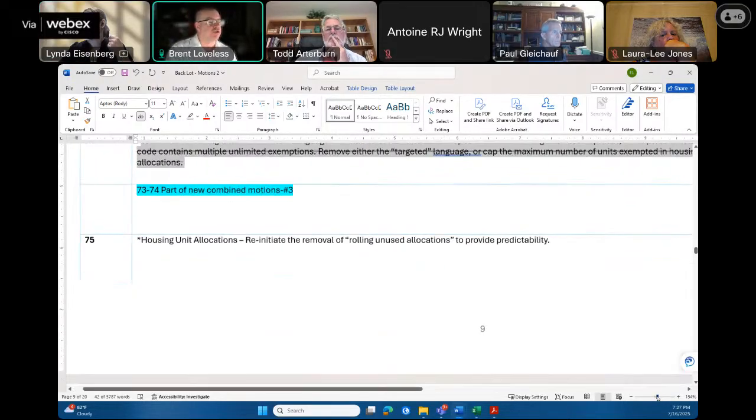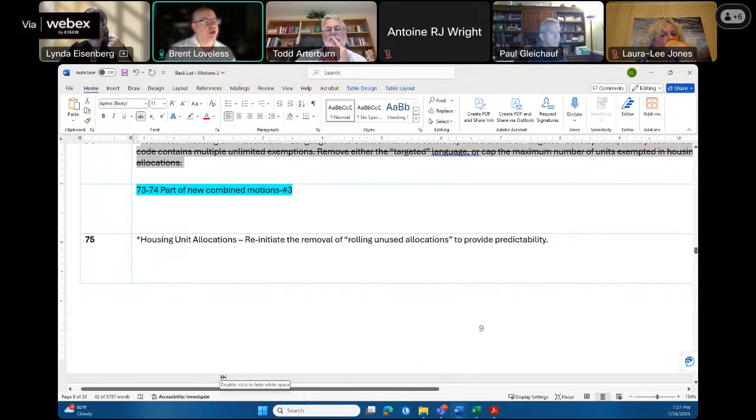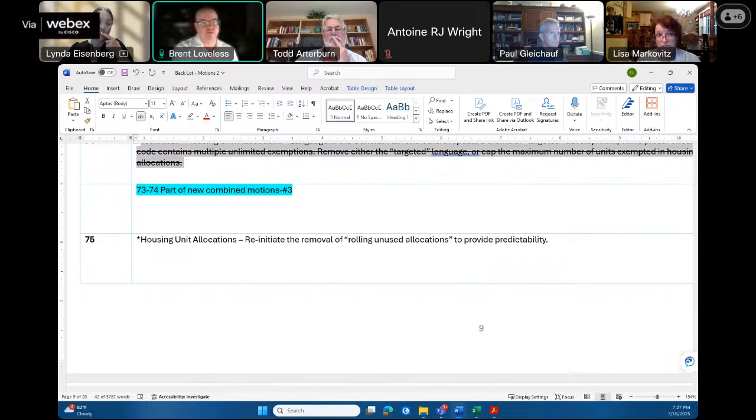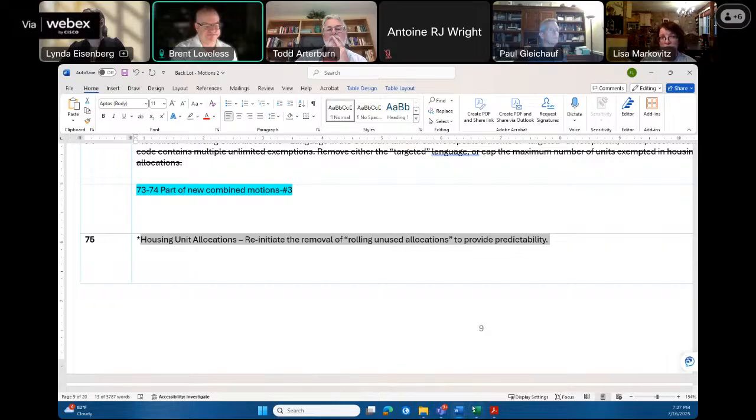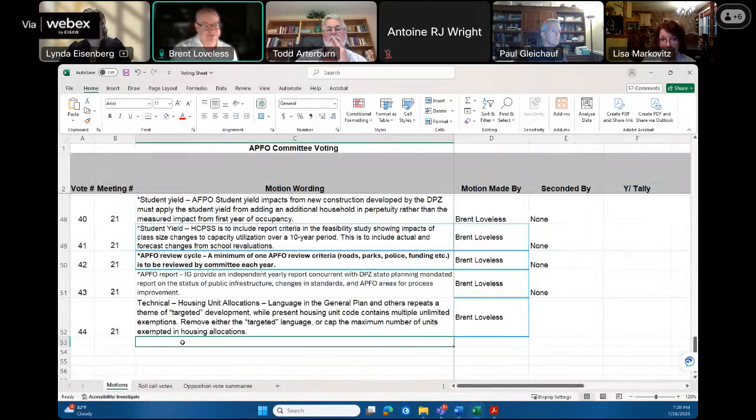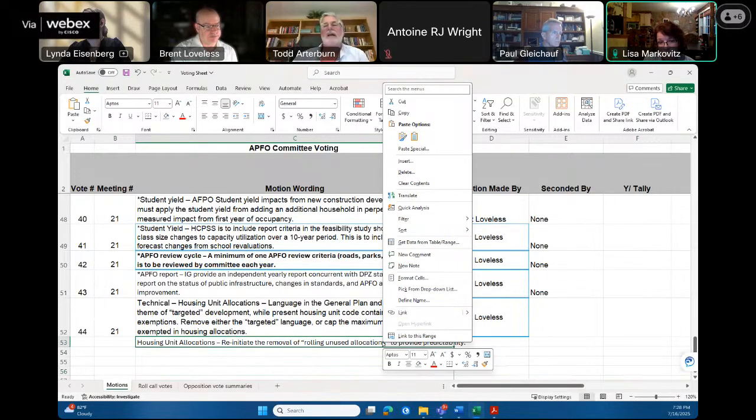I make a motion to reinitiate the removal of the rolling unused allocations to provide predictability. I second that. We had this in place prior, it's sunsetted. It's time to re-enable it. Otherwise, we're going to run into problems with our predictability of number of units delivered per year. I will second that one. Okay, discussion.